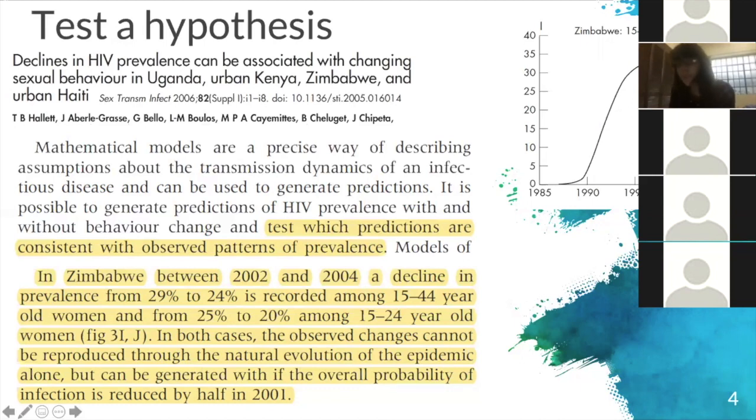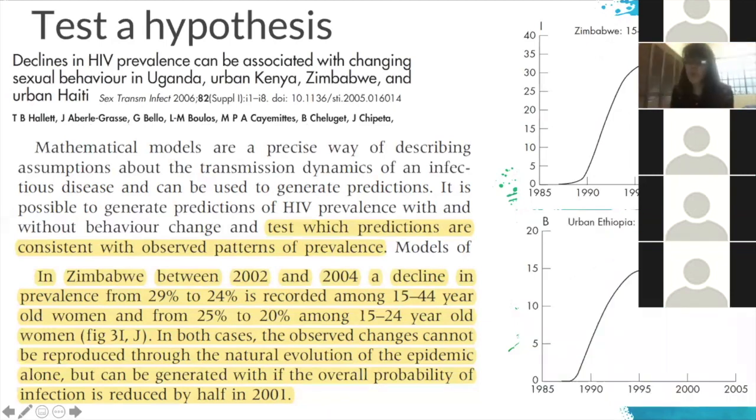So you can see it here. This is a natural course of the epidemic and the confidence intervals around the data points. And you can see that for this data point here, even with very strict and conservative assumptions about the natural course of the epidemic, we could not have observed this decline.